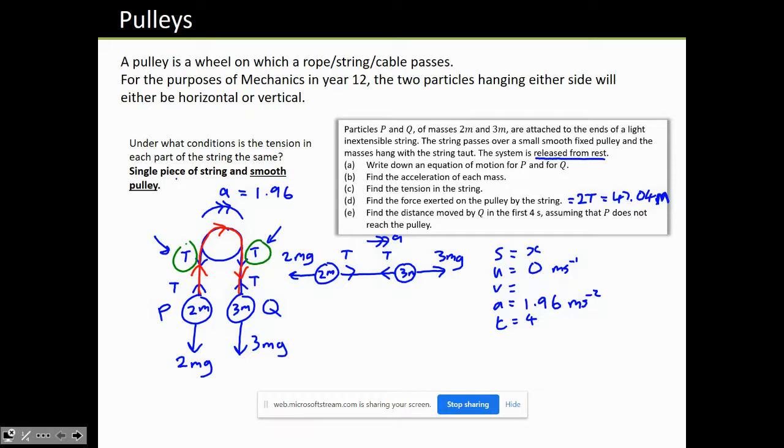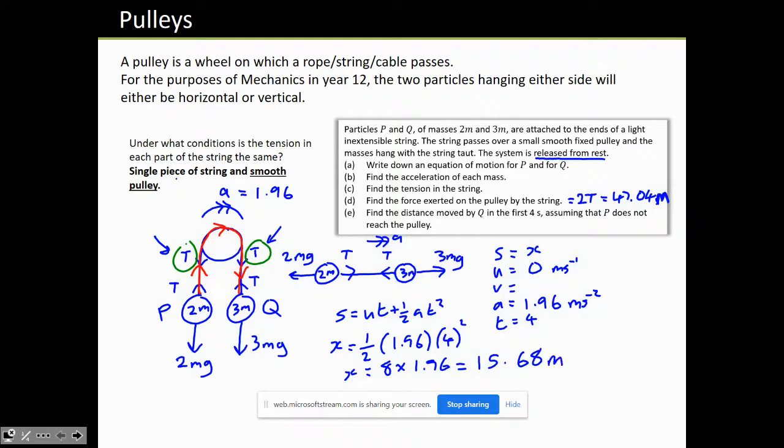So you can see that we should be using the SUVAT equation s equals ut plus half at squared. And because u is 0, we just have half at squared. So a half of 1.96 times 4 squared. So 4 squared is 16, half of 16 is 8, so it's 8 times 1.96. So we get 15.68 meters.